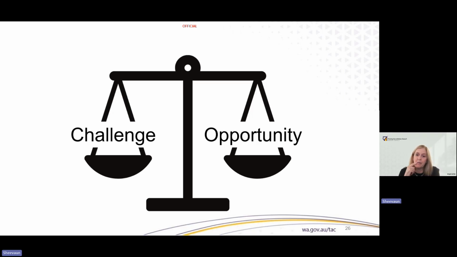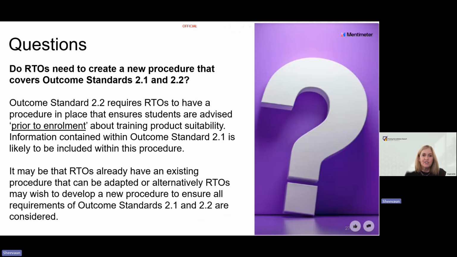So in summary, I've just developed three questions with answers, and these are the three questions that RTOs keep asking. So the first one is, I need to create a new procedure that covers outcome standard 2.1 and 2.2. Outcome standard 2.2 requires RTOs to have a procedure in place that ensures students are advised prior to enrolment about training product suitability. Information contained within outcome standard 2.1 is likely to be included in this procedure, i.e. what information are you giving students, when are you giving them information, how are you using that information?